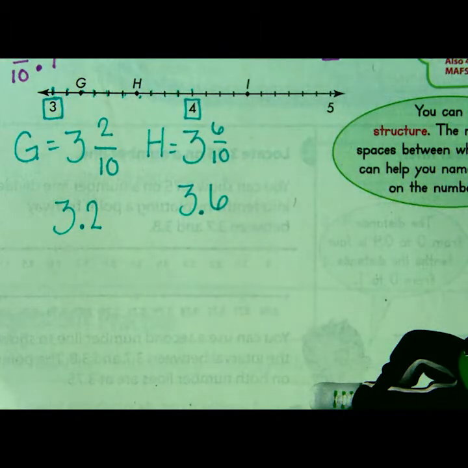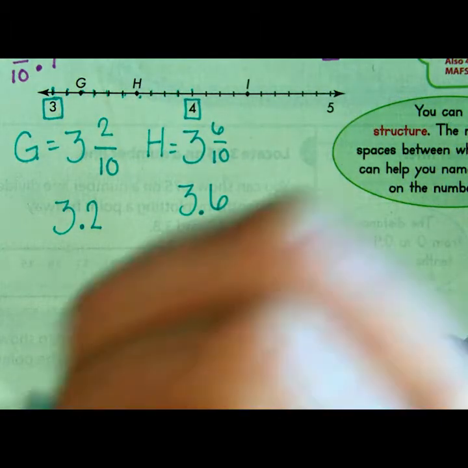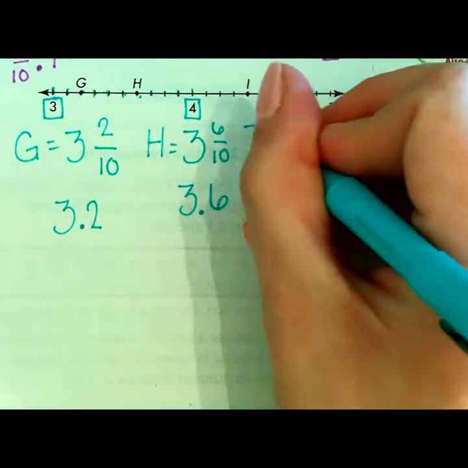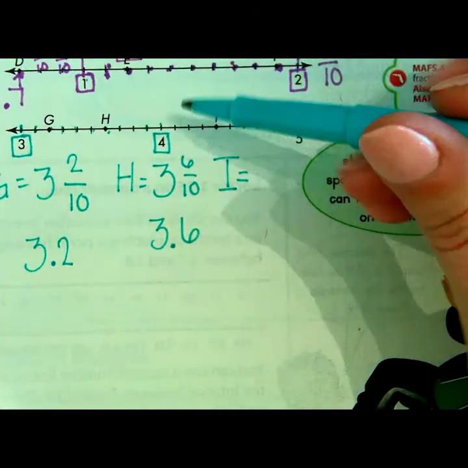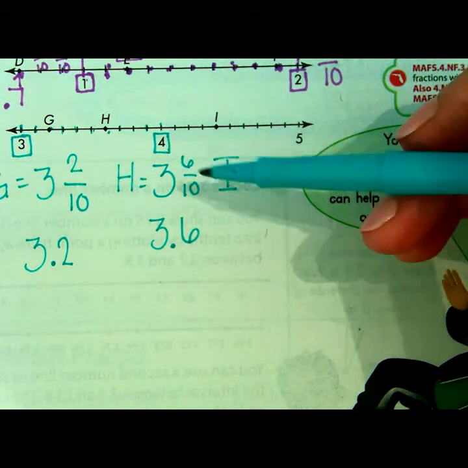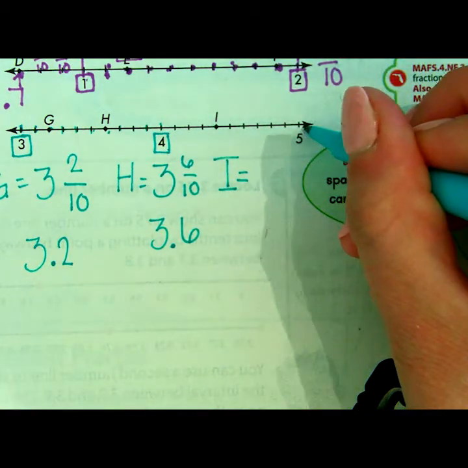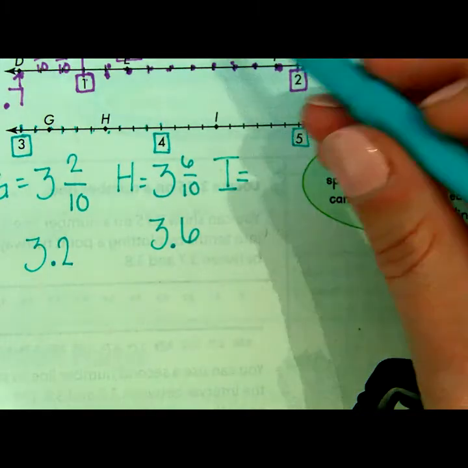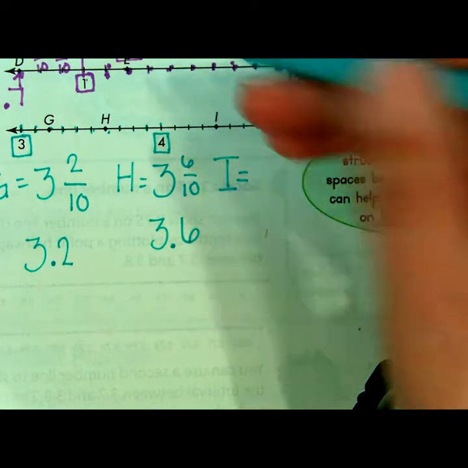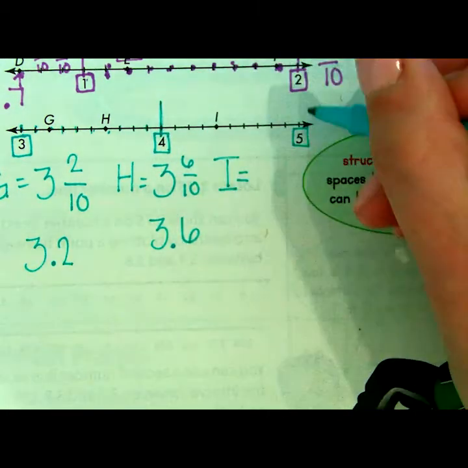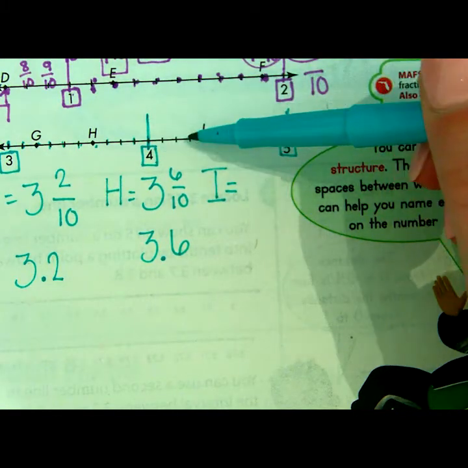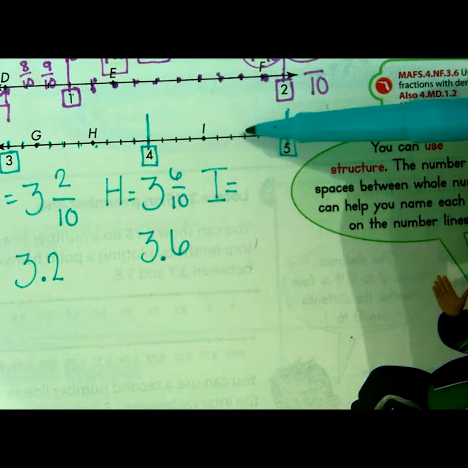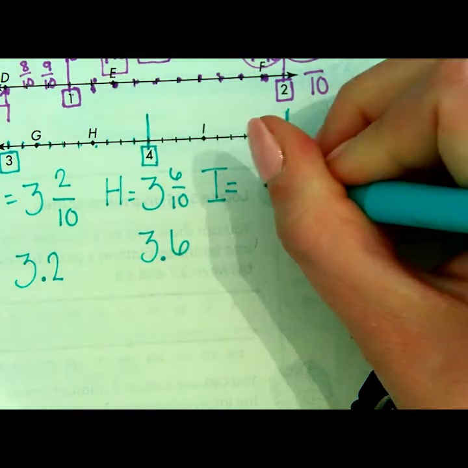Now let's look at letter I. I'm going to write it right here. So now we've crossed over into a new whole figure, right? And I can count, if I counted right, this should still be 10 equal parts between 4 and 5. Let's count just to make sure. 1, 2, 3, 4, 5, 6, 7, 8, 9, and 10. It is.